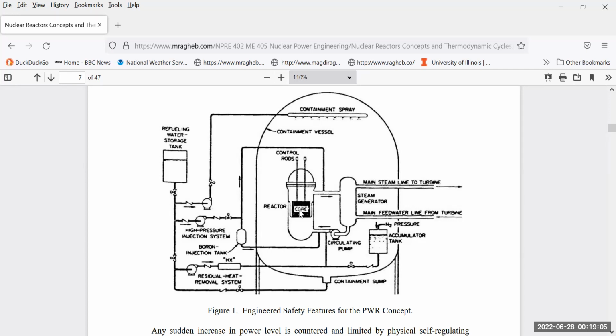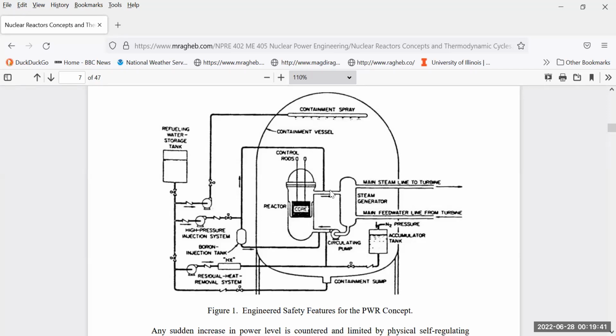There is also a system that injects boron into the coolant. Boron is a very strong absorber for neutrons. So in case you cannot insert those control rods, material that absorbs neutrons, to shut down the chain reaction, you can inject the boron as a liquid and as boric acid. And in that case, it's enough to shut down the plant. So here we have 2 engineered safety features: the control rods and the boron injection system.